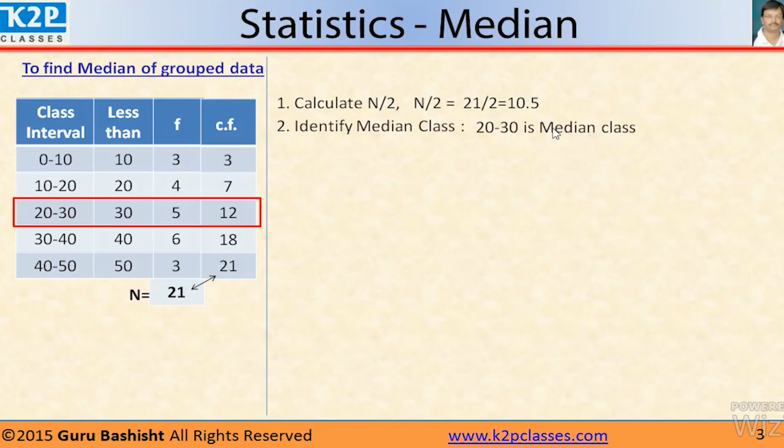Why is it the median class? Because 10.5 belongs to this. It is just more than 7 and less than 12. So this is the median class. Your median belongs to this class only. So the median will be somewhere between 20 and 30. Now we have to find out the exact value of the median. You can guess it is between 20 and 30.